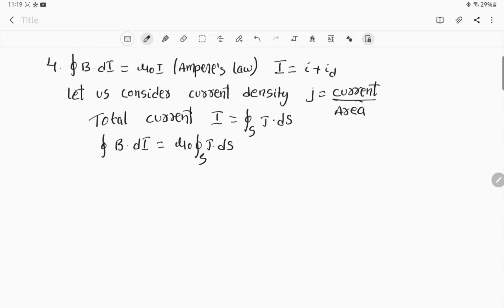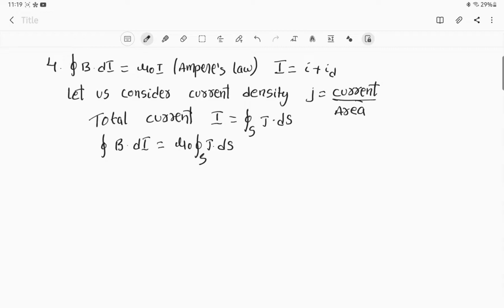Clear, everybody? We started today's class with the fourth Maxwell equation, which is Ampere's law: the integral of B dot dl is equal to mu naught I, where I signifies i plus I_D. Here total current means what? Small i resembles the steady state current, and I_D is for the case when the current is varying. The steady current plus the varying current gives me the value of I.